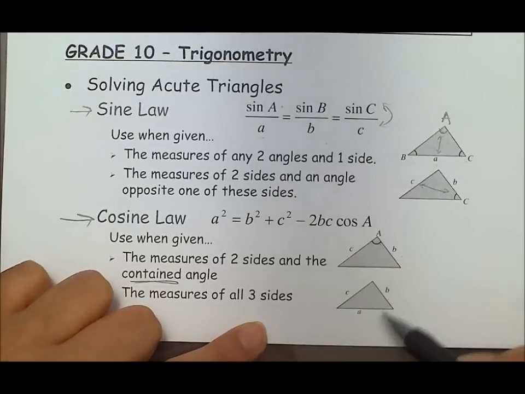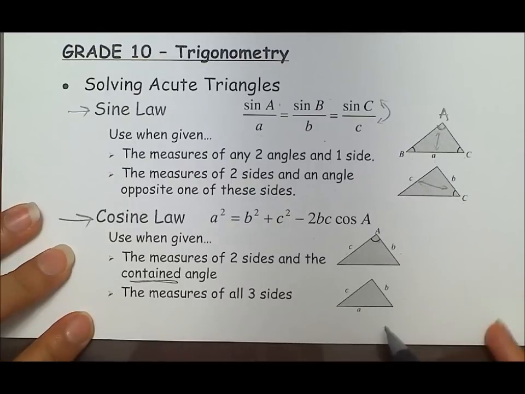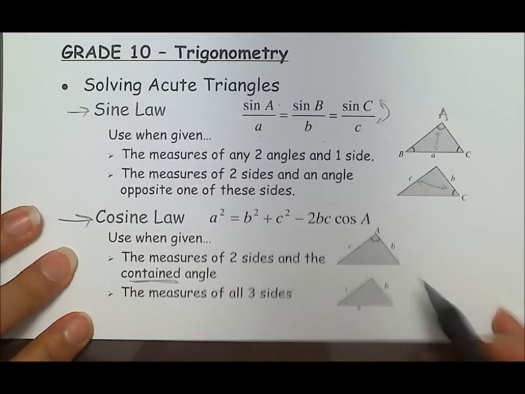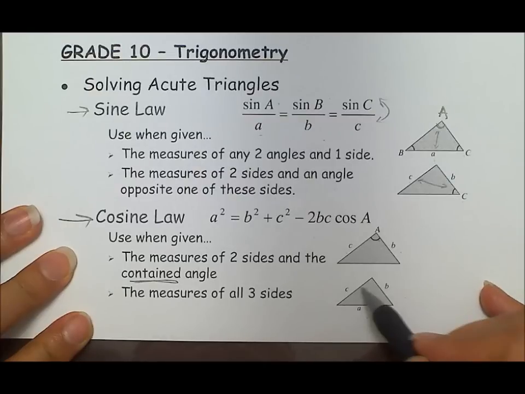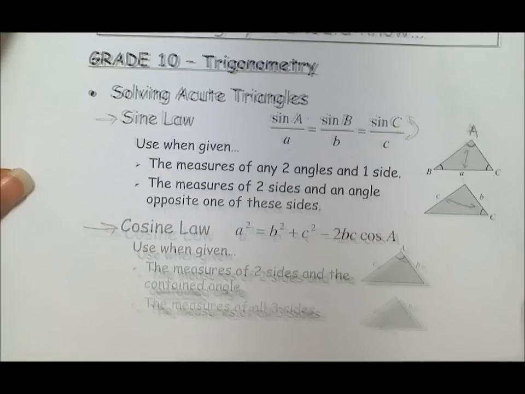Okay, the other triangle where you would have to use the cosine law is if you're given the measures of all three sides. So if you're given little a, little b, and little c, then you would have to use the cosine law to get you started on solving the triangle. And then again, once you get one complete pair, then you can go back to using the sine law. So we're going to look at a couple of examples.